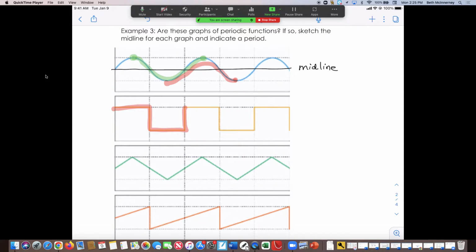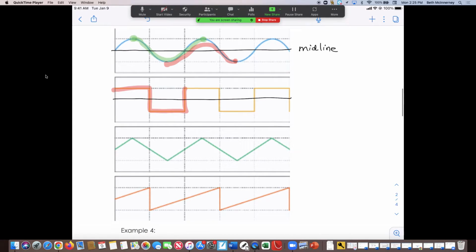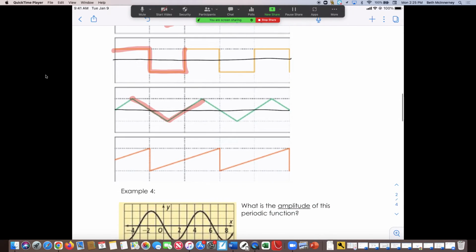So here's a period length, there's my midline. Here's the midline, here's a period length. Does that make sense? What I mean by a midline is halfway through the max and the min. And a period length, I typically start at a maximum and go to the next maximum, the highest. And that does the job for me.